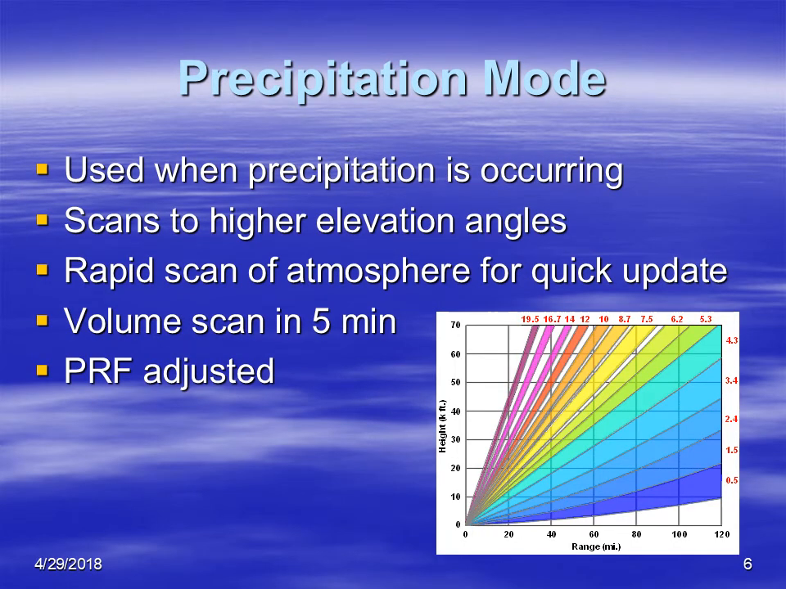Conversely, precipitation mode, of course, occurs when there's precipitation. It scans to much higher elevation angles because it's looking for convective elements, in other words, thunderstorms that are perhaps close to the radar, so it has to scan a little bit higher. And, of course, thunderstorms change very quickly, cumulus clouds change, so this scan strategy is very quick. Typically, the PRF is adjusted and the rotation rate is faster, so it can scan the entire volume from a half a degree all the way up to 19.5 degrees above the horizon in only 5 minutes.